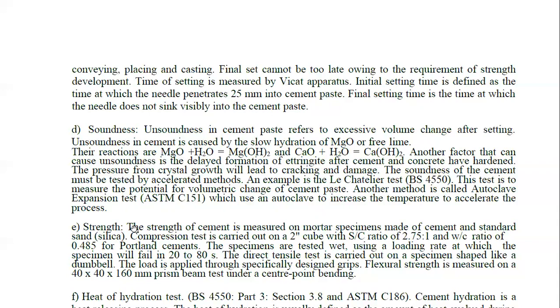The soundness of the cement must be tested by an accelerated method. An example is the Le Chatelier test. This test is to measure the potential for volumetric change of cement paste. Another method is called the autoclave expansion test, which uses an autoclave to increase the temperature to accelerate the process. So basically, soundness is also a very important parameter for the cement, just because it refers to the excessive volume change after setting of the cement.